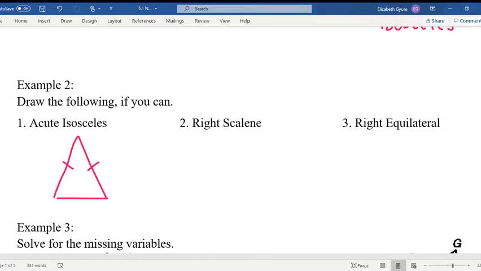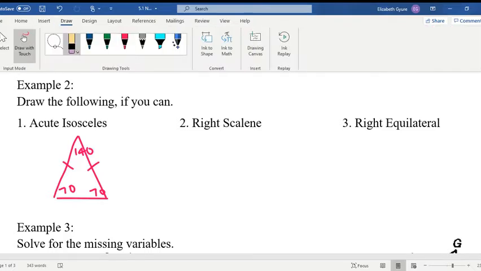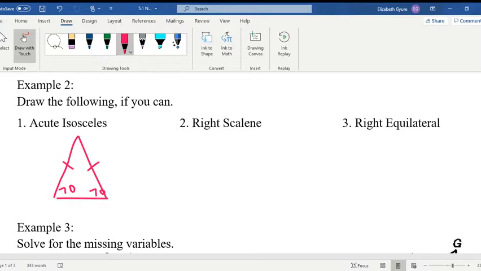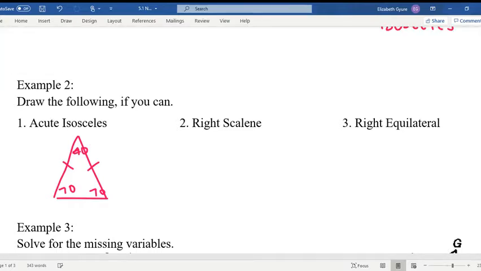Yeah, you could do that. And I'm going to label them with actual measurements. I'm going to put 70, 70, and 40. Oh, not 140. It's my go-to because it adds up easily in my head. So that would work. And there's a lot of different ways to draw it. That's just one example.